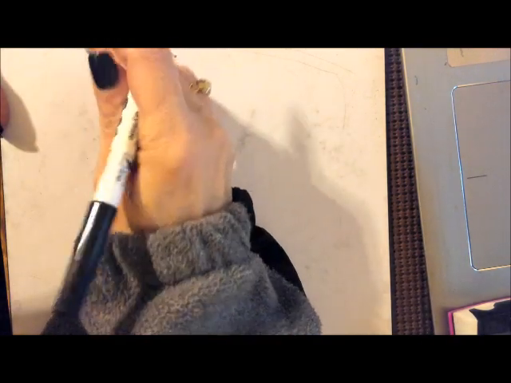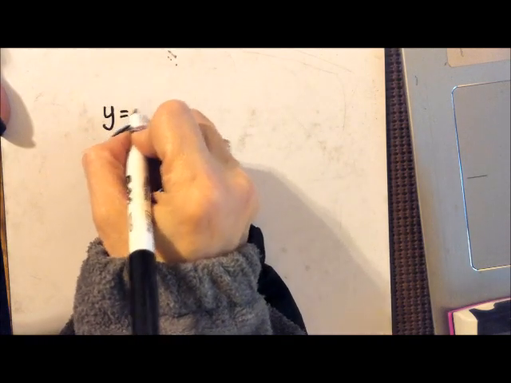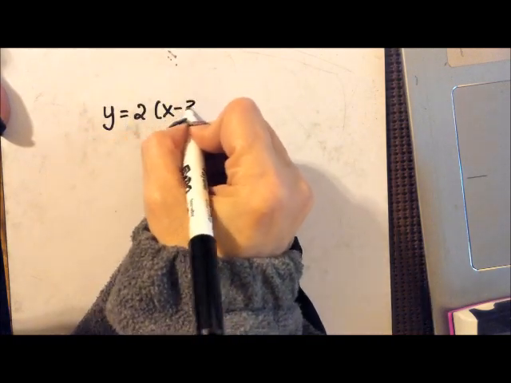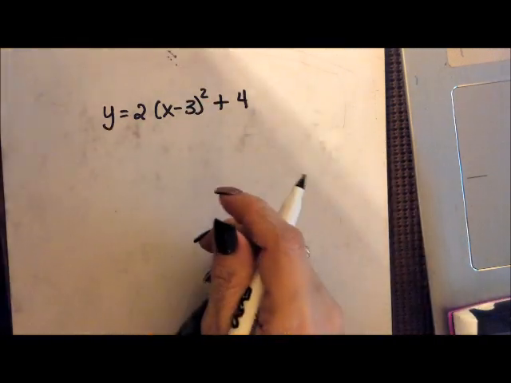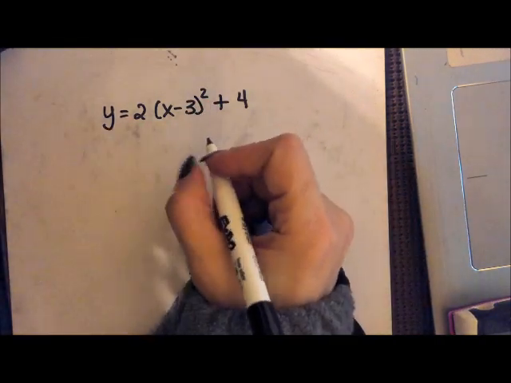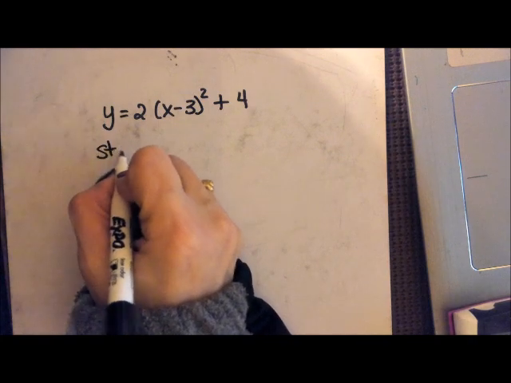Okay, one of the harder ones on the test today, probably the hardest one really. I'm going to give you a function. I'm going to write it as y, I think. I'm going to say y equals 2 times (x minus 3) squared plus 4. 2, 3, 4. This is vertex form, and I want to go to standard form.